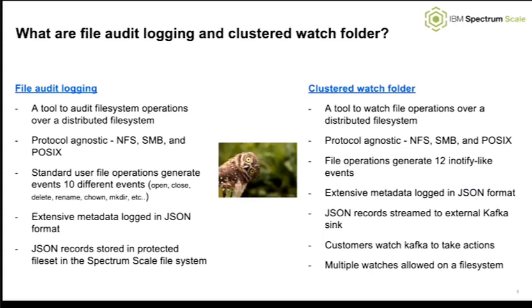Unlike file audit logging, we don't write these JSON records to a file set in Spectrum Scale. Instead, the JSON records are streamed to an external Kafka sink. This is the Kafka cluster you set up, and you receive these JSON objects, you consume them, and then you perform some operation based on what you see in the object. So this is a tool used to take action based on file system events that occur in the subsequent JSON records that are read from your Kafka queue.